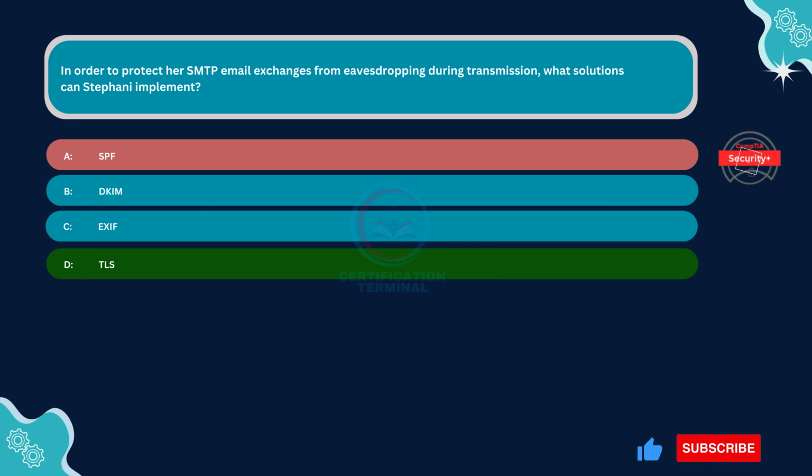SPF is an email authentication protocol used to detect and prevent email spoofing. While SPF helps verify the authenticity of the sender's domain, it does not provide encryption for email exchanges and therefore does not protect against eavesdropping. Option B, Domain Keys Identified Mail, DKIM, is incorrect. DKIM is another email authentication protocol that adds a digital signature to outgoing emails, allowing the recipient to verify the email's authenticity. Like SPF, DKIM does not provide encryption for email exchanges and therefore does not protect against eavesdropping.